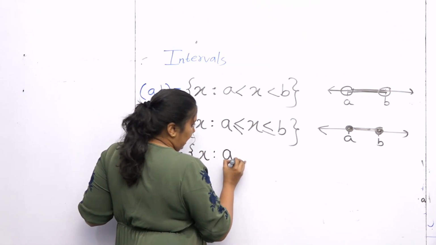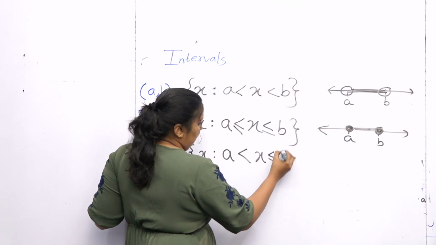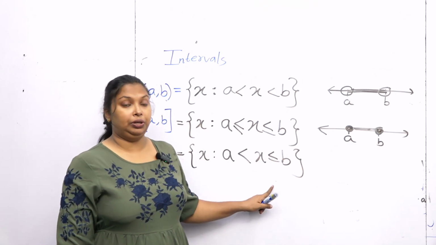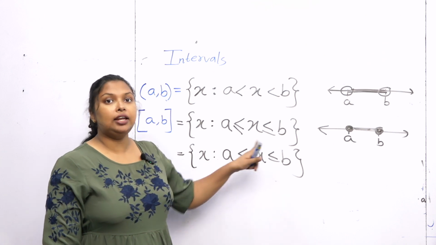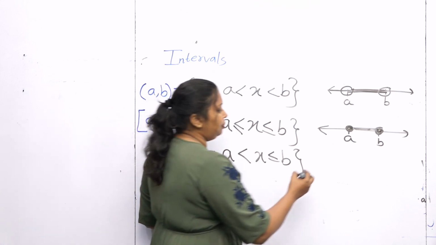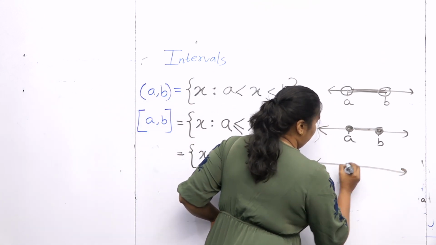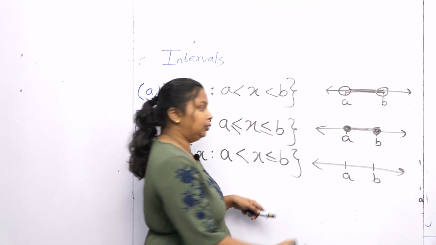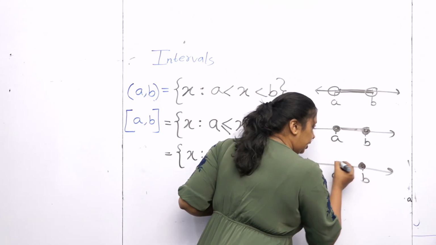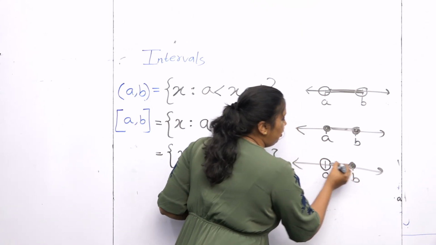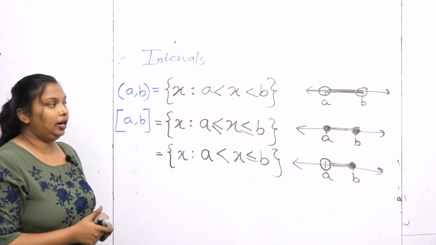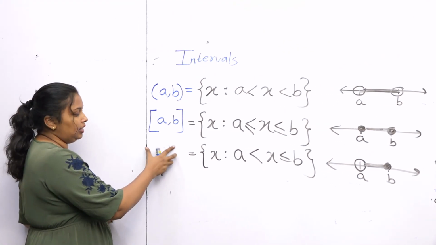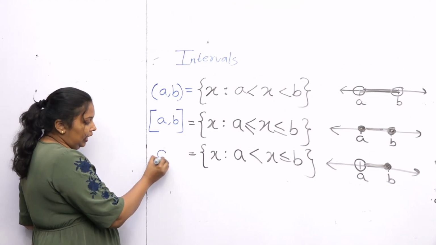x is greater than a but less than or equal to b. How do we represent that? You have a here, you have b here, right? Including b. So b must be included, but a is not taken. So this is the way to represent it using a number line. Okay, and how do we write it as an interval? We are writing it as a, b.